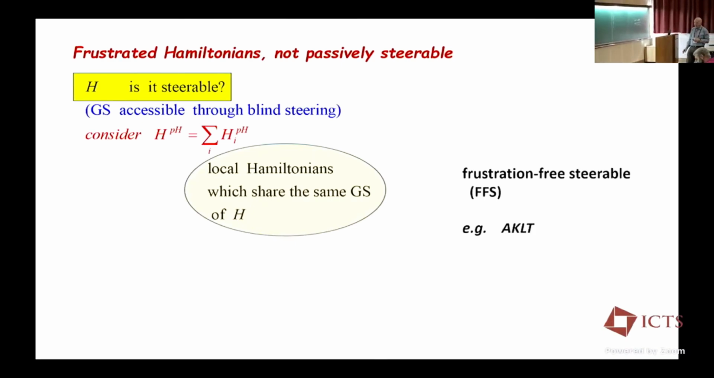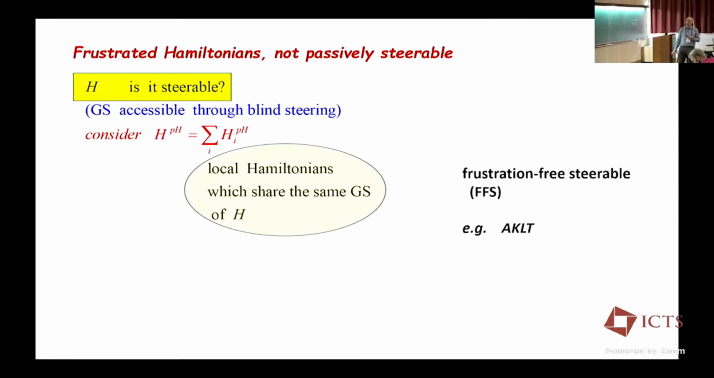So I give you a Hamiltonian, and I'm asking, can I use passive, stupid steering in order to steer towards the ground state of this Hamiltonian? So what I do, I define another Hamiltonian, which I call a parent Hamiltonian. The parent Hamiltonian in some cases may be identical to my Hamiltonian, but can be different. But what I require for my parent Hamiltonian is that this is a sum of local Hamiltonians. So each of these terms here applies to a segment of the system.